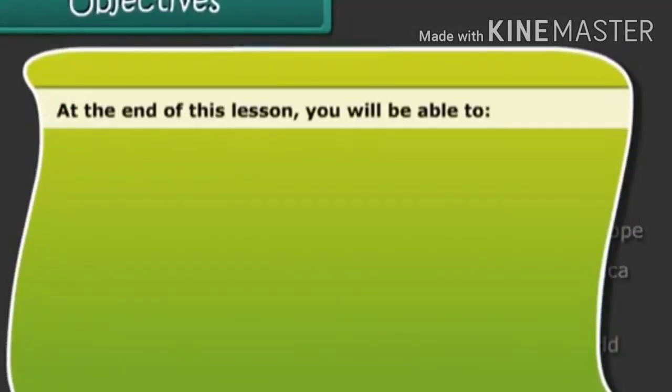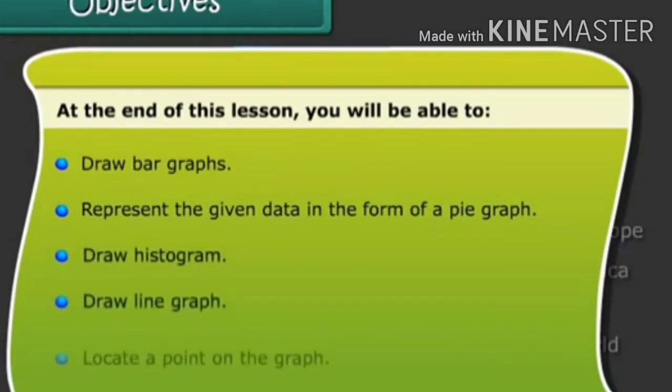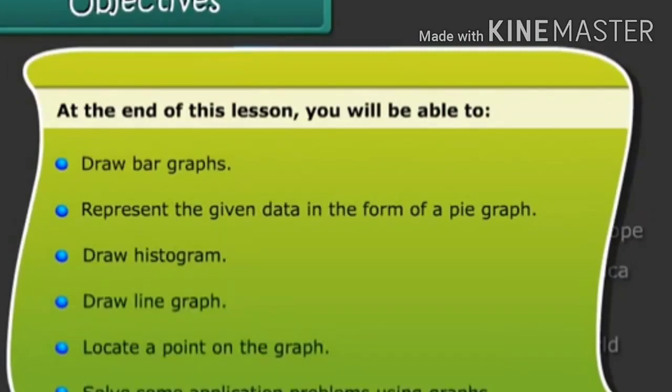Objectives. At the end of this lesson, you'll be able to draw bar graphs, represent the given data in the form of a pie graph, draw histogram, draw line graph, locate a point on the graph, and solve some application problems using graphs. Graphical representation. Bar graph.